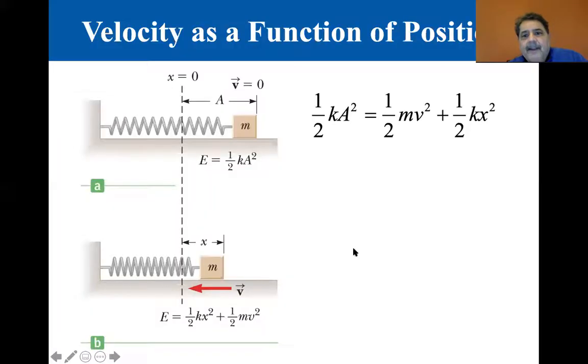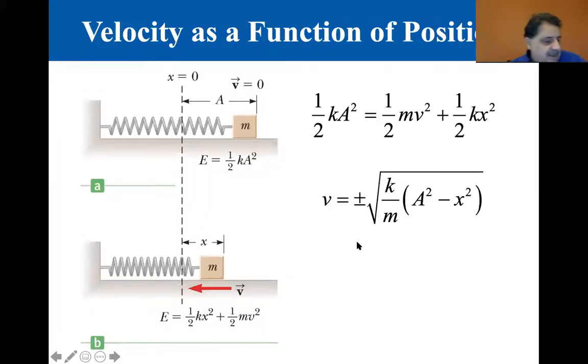Let me go back here and share the PowerPoint. And now that's how they get the, I forgot the plus and minus, but it is plus or minus because the square root can be either positive or negative. v equals plus or minus the square root of k over m times (A squared minus x squared).